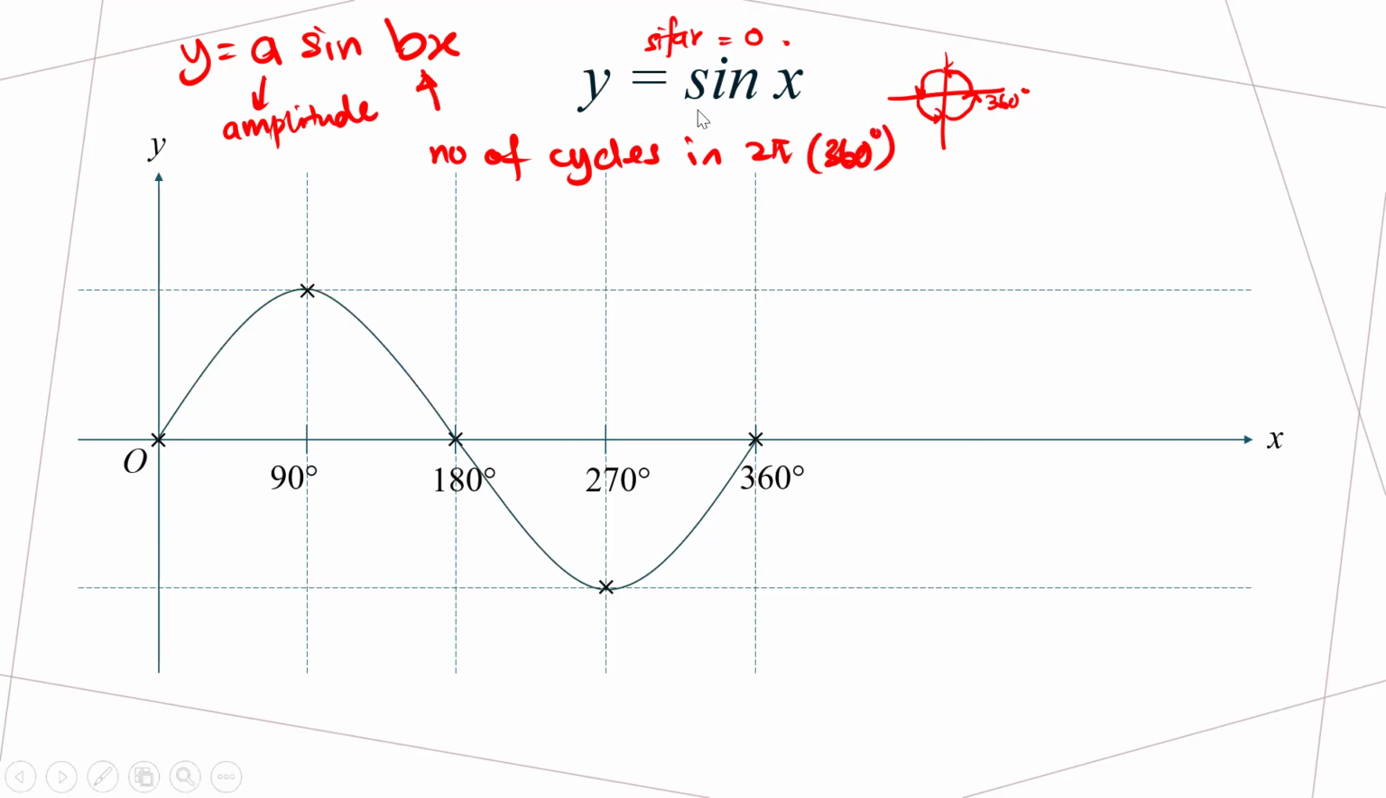So when you see sine x, your a is 1. That's why your amplitude is 1. It swings 1 to the top and 1 to the bottom, -1. And then the mean will be at 0. Now b is 1, which means 1 cycle. 1 cycle means you have a mountain and a valley in 360. So this is y equals sine x, the basic graph.